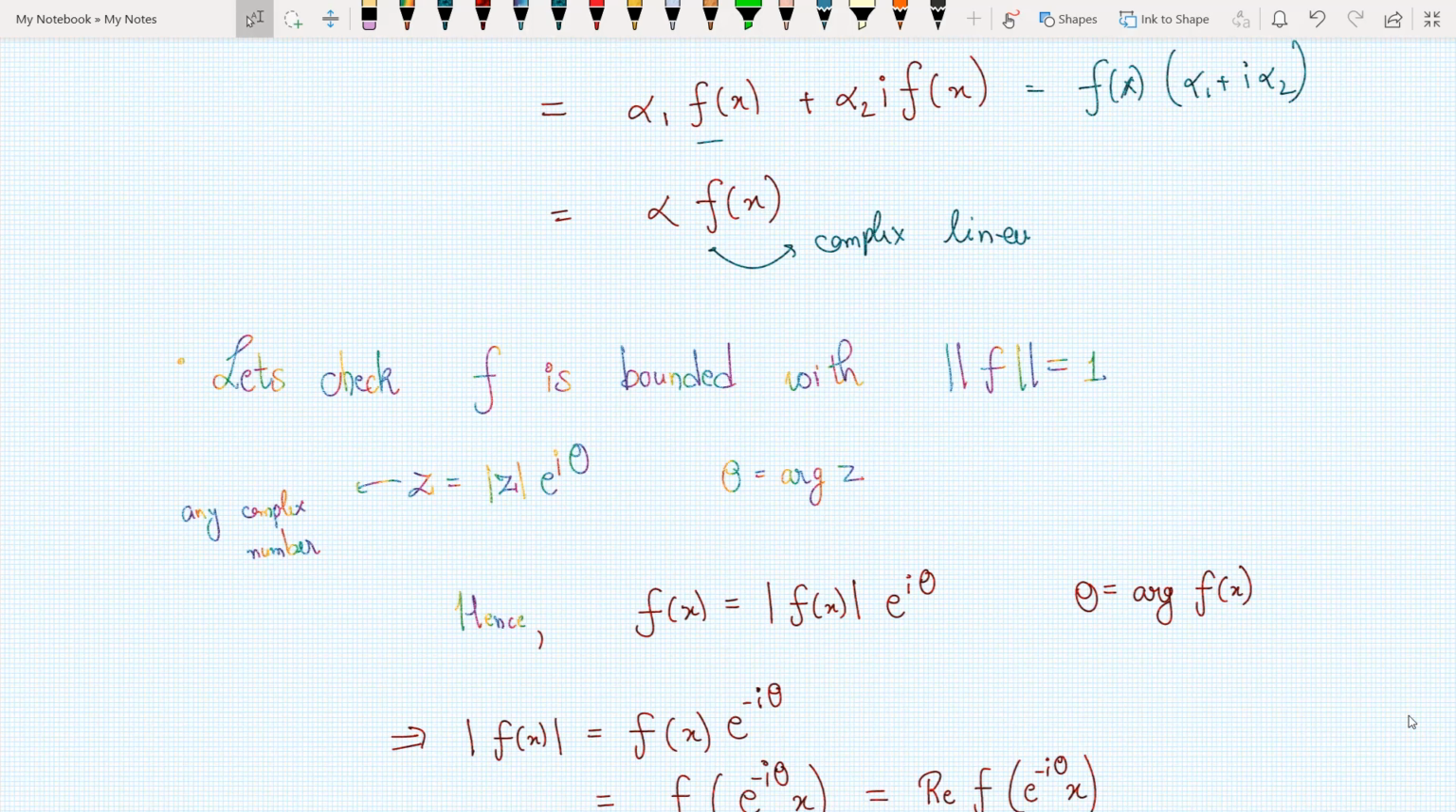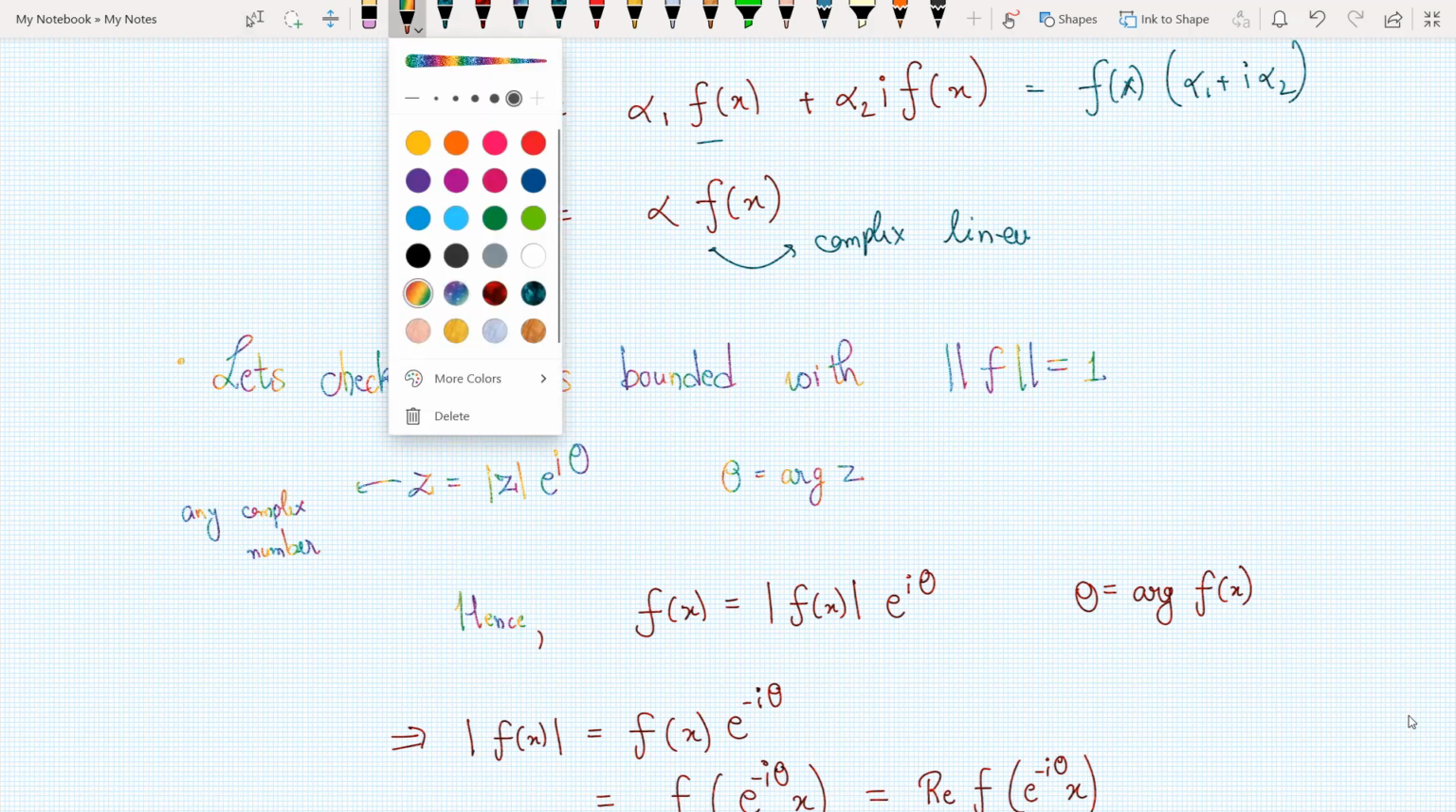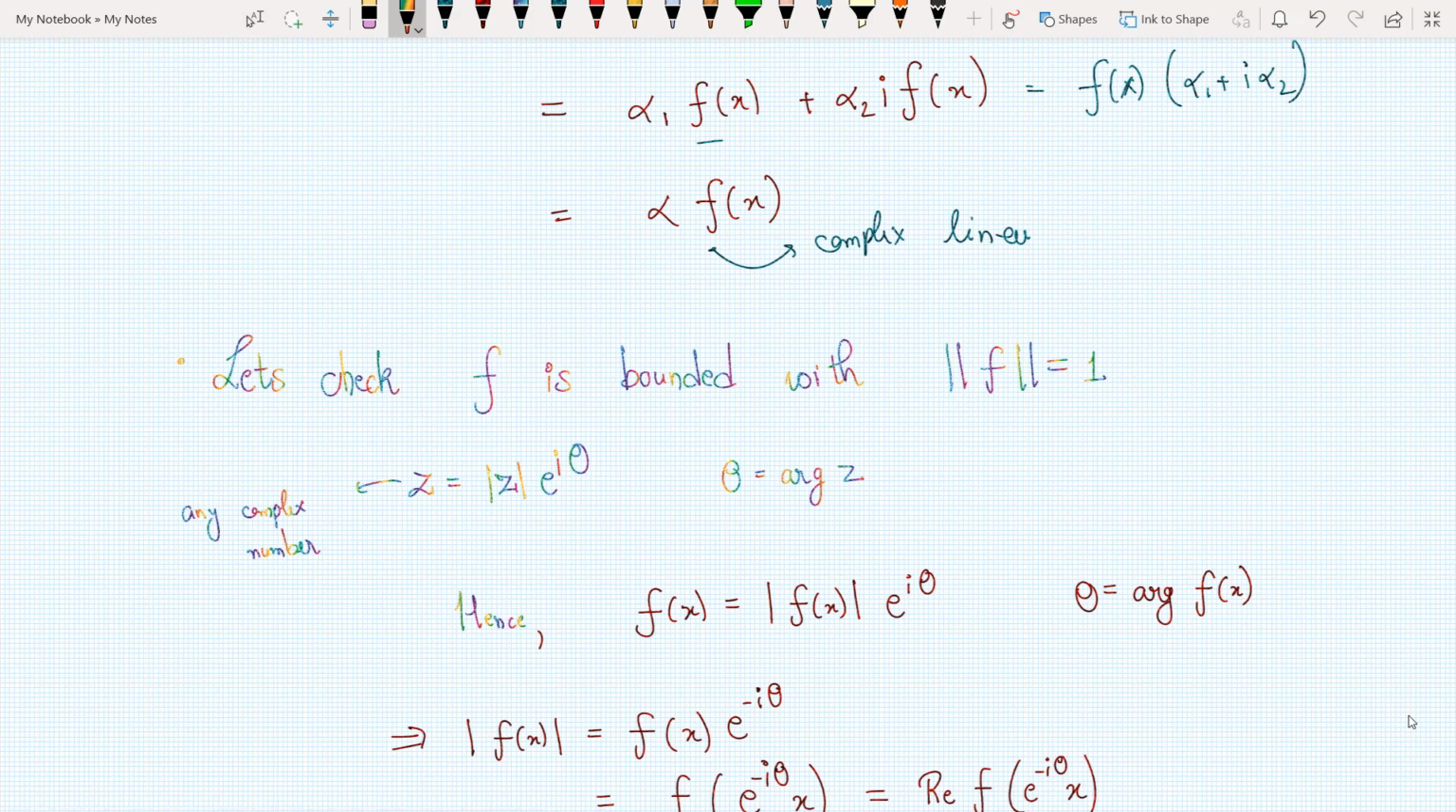Now the only part that remains to be proven is that the norms are equal. So now we are at the last part of our proof. We have proved two things till now. We have proved that this f is complex linear and that f is equal to f naught on x naught, and the last thing that we need to prove is that the norms are equal. So let's check if f is bounded with norm of f equal to 1.